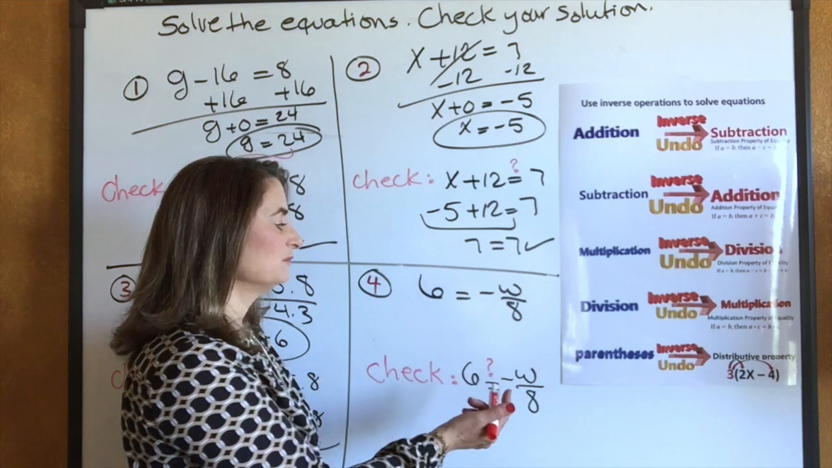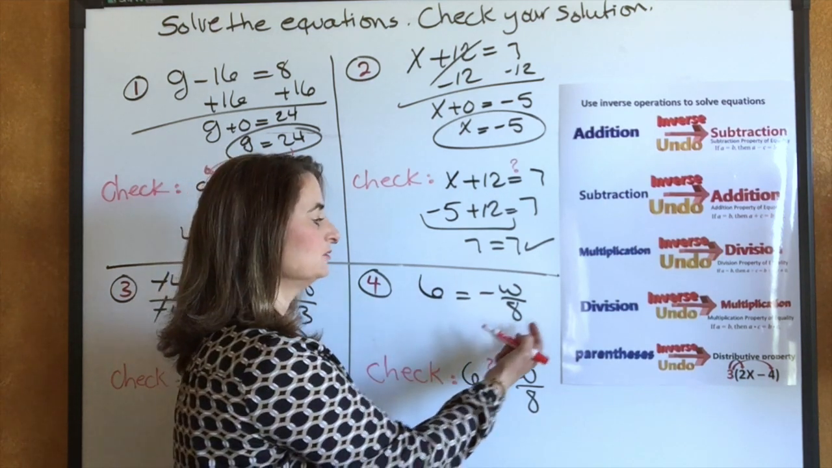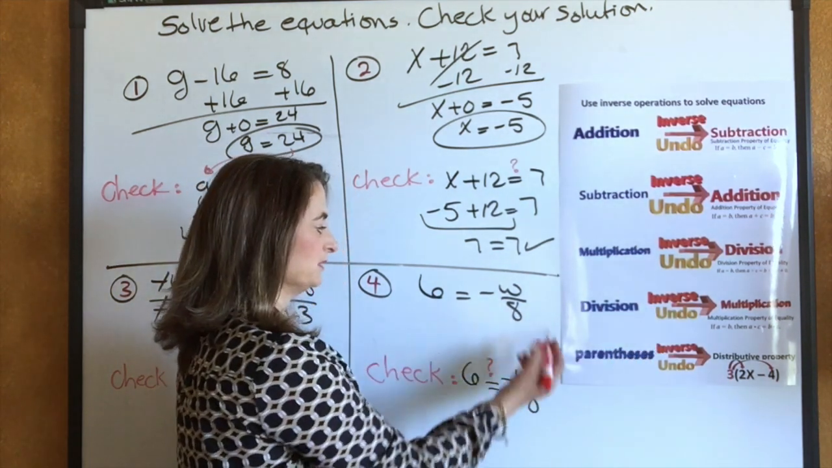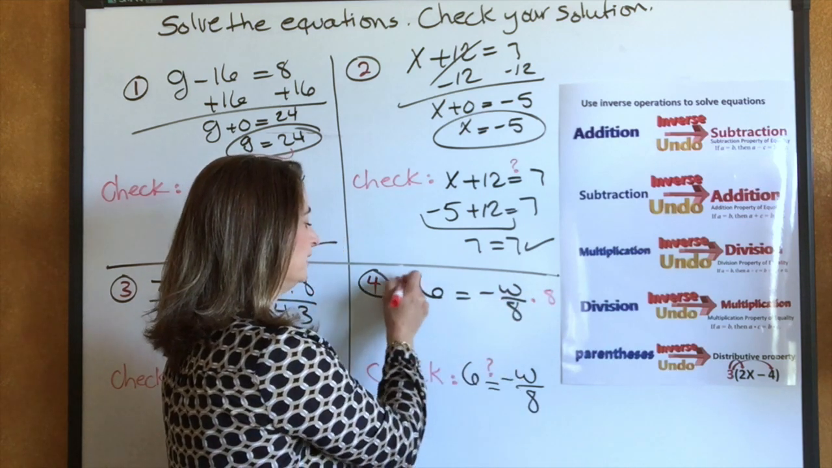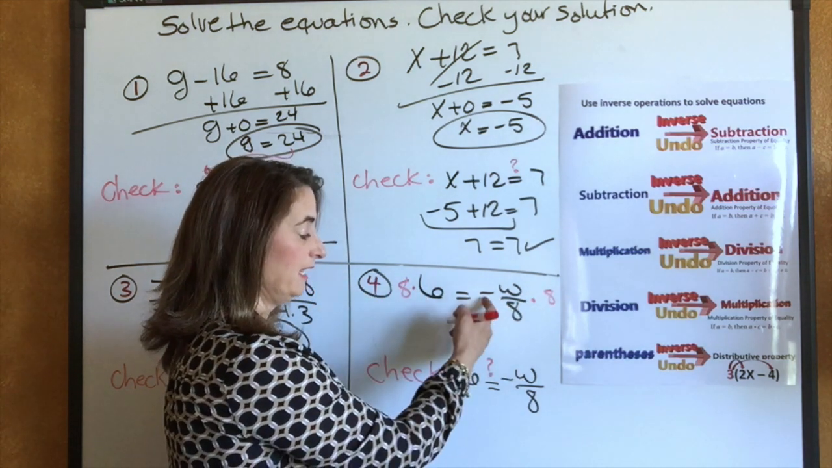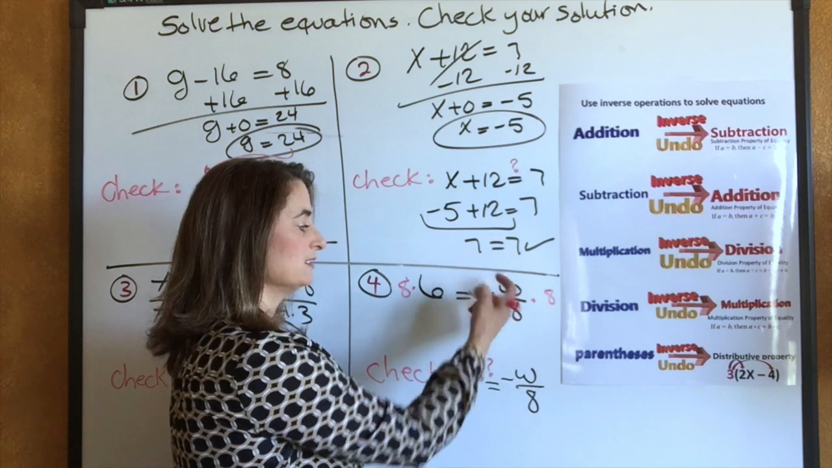Now the last one. 6 equals negative W divided by 8. To undo division, you use multiplication. So multiply by 8 and multiply by 8 on both sides. But I have a negative that I need to get rid of to isolate the W.